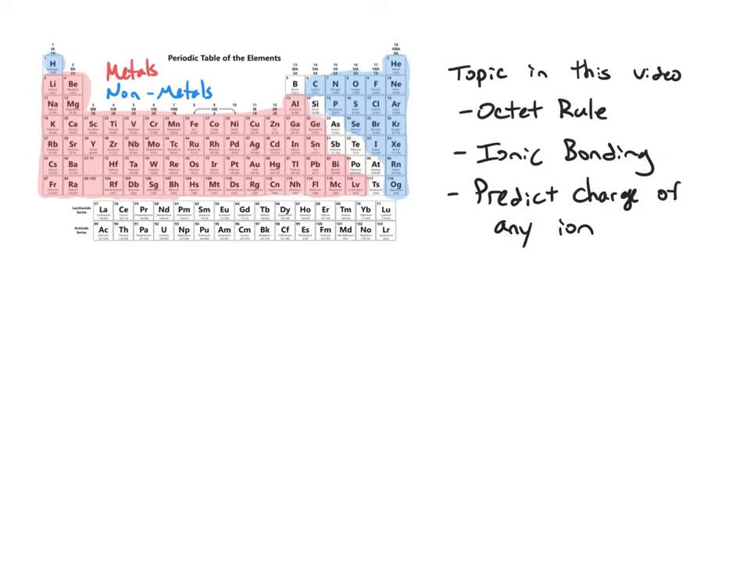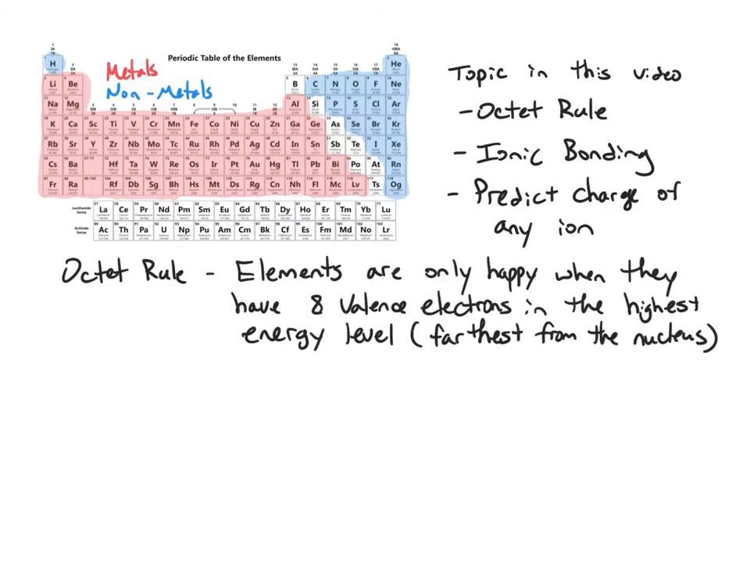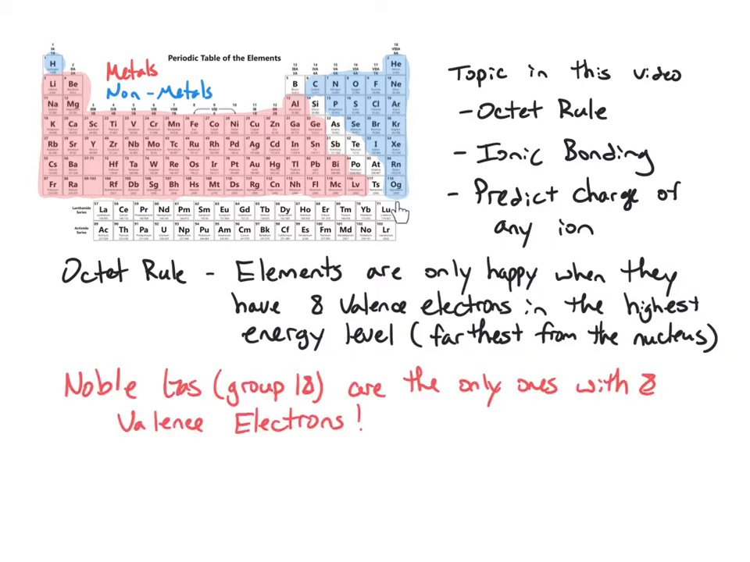The first thing we're going to talk about is the Octet Rule. The Octet Rule says that elements are happy when they have 8 valence electrons in their outermost energy level. Did you ever notice that the last column on the periodic table has 8 valence electrons? We covered that in the last video lesson. And if everything here has 8 valence electrons, then it, by definition, are the happiest elements on the periodic table.